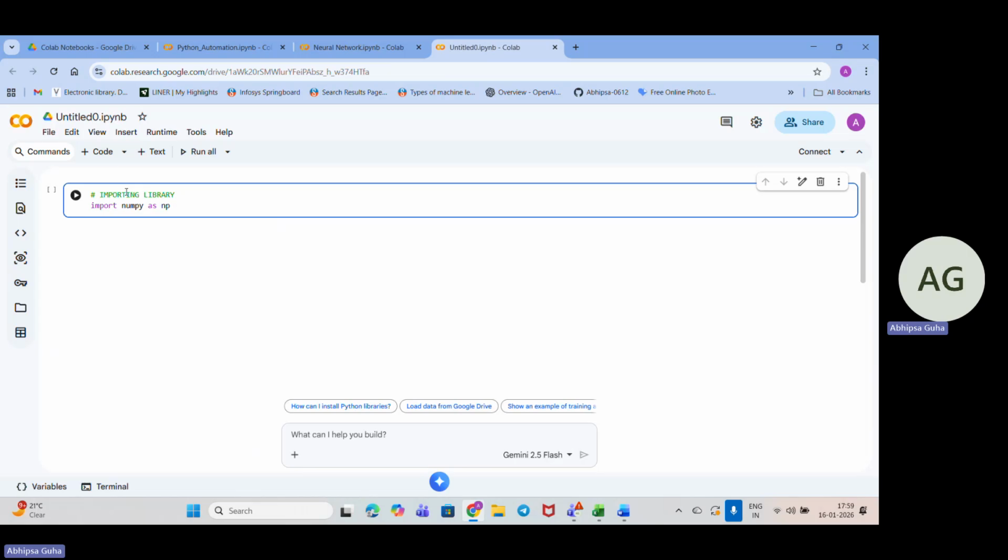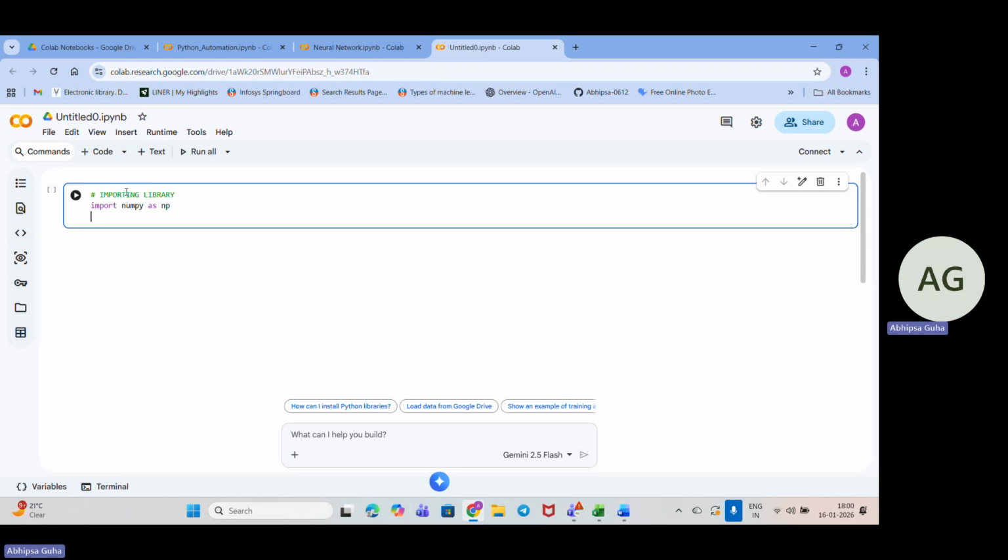What is import? Import is like bringing something inside. NumPy is the tool that helps us work with numbers, and NP is the short name or the nickname. Now I am going down with marks. Marks is equal to np.array, and we have taken the data: 50, 60, 70, 80, 90.